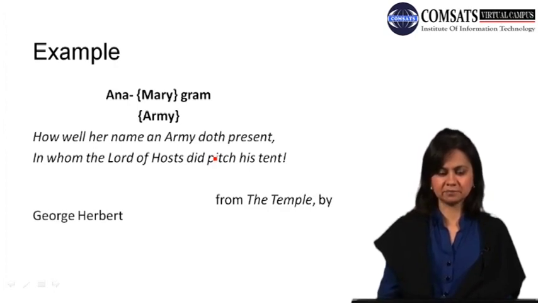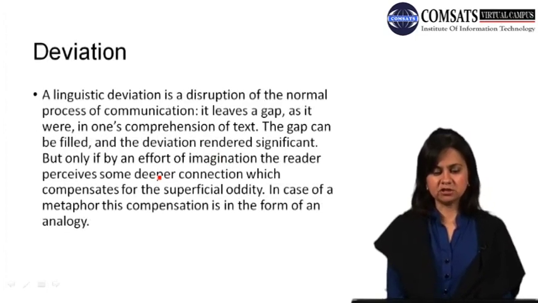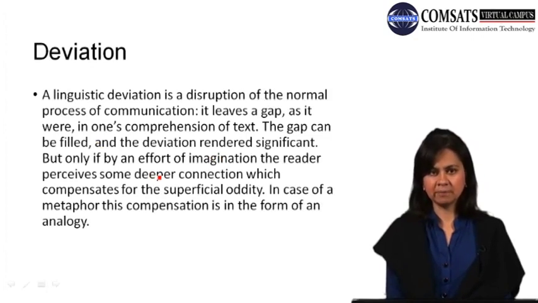Then when we say that in the description of deviation, the first and foremost thing is that it would disrupt the normal process of communication. You expect the title of the poem to be plain, maybe army, maybe Mary, maybe anagram, but not all three, and not even all three jumbled up together. That would make your understanding confusing. So it leaves a gap.